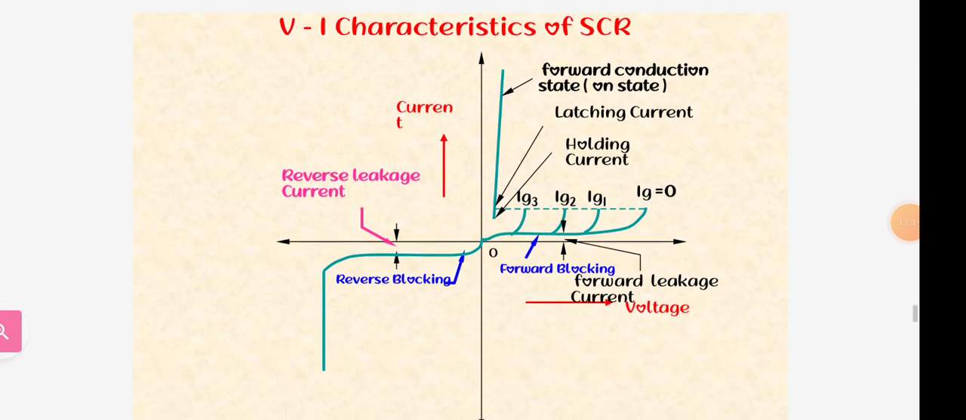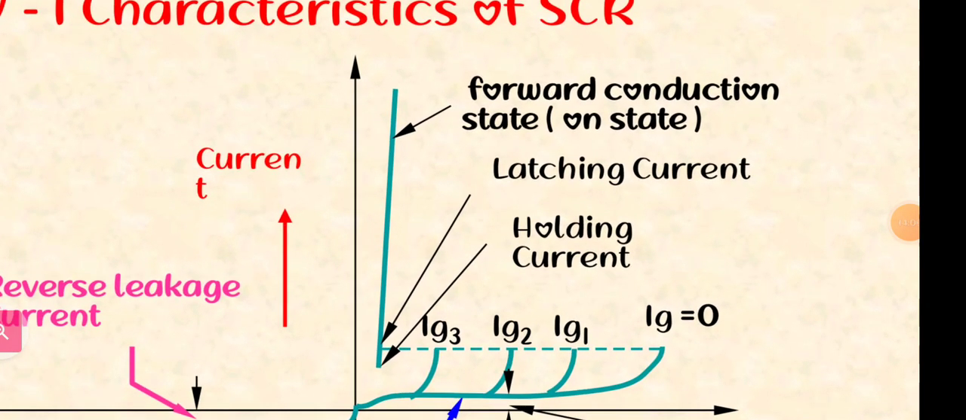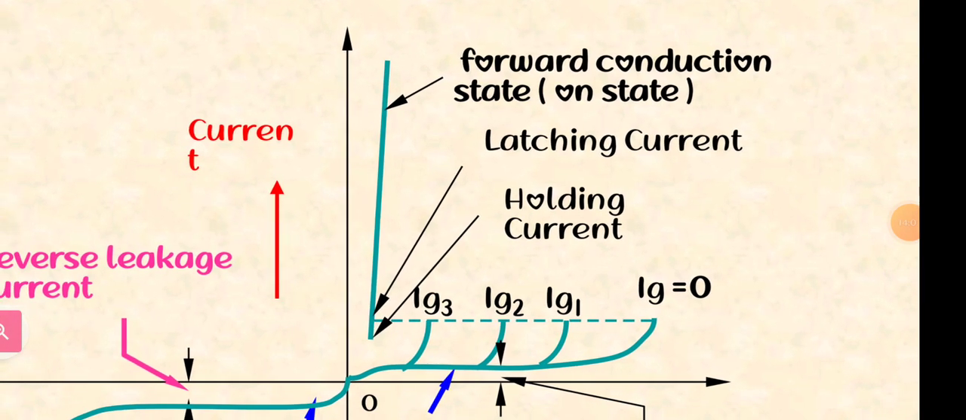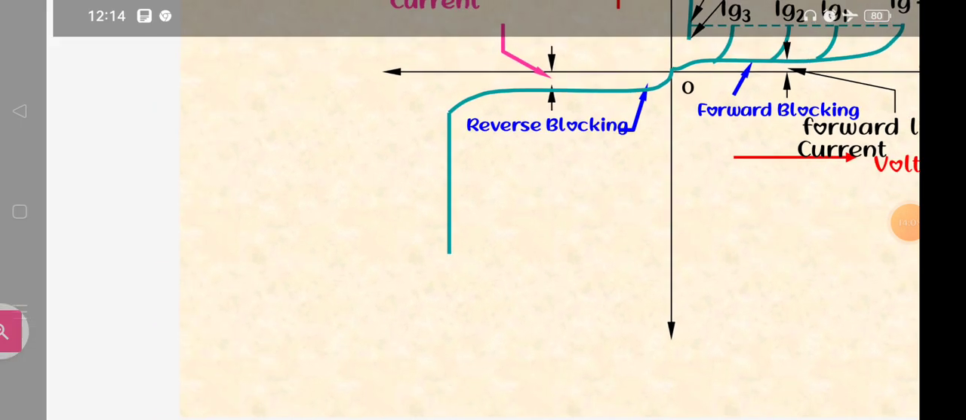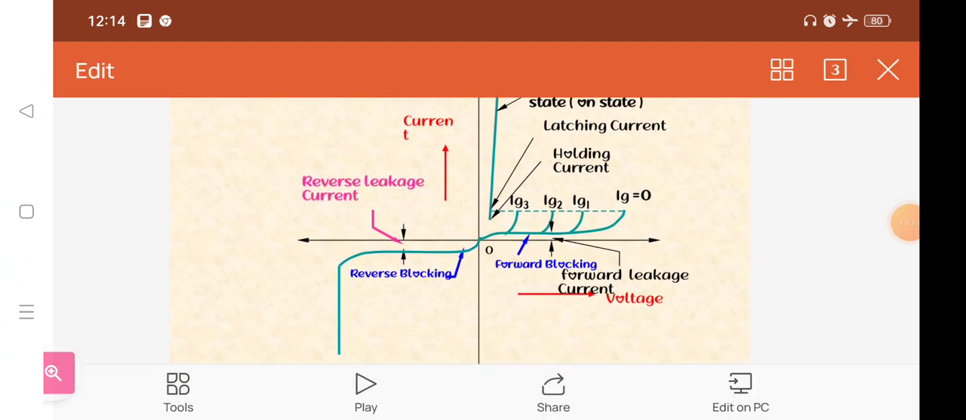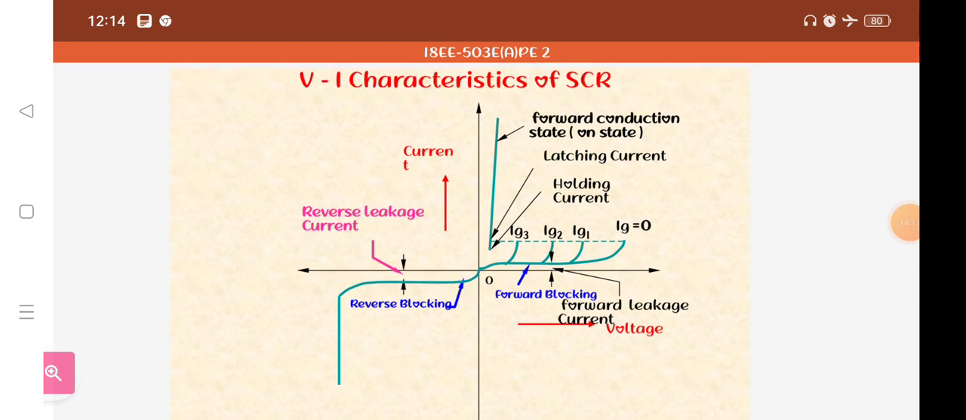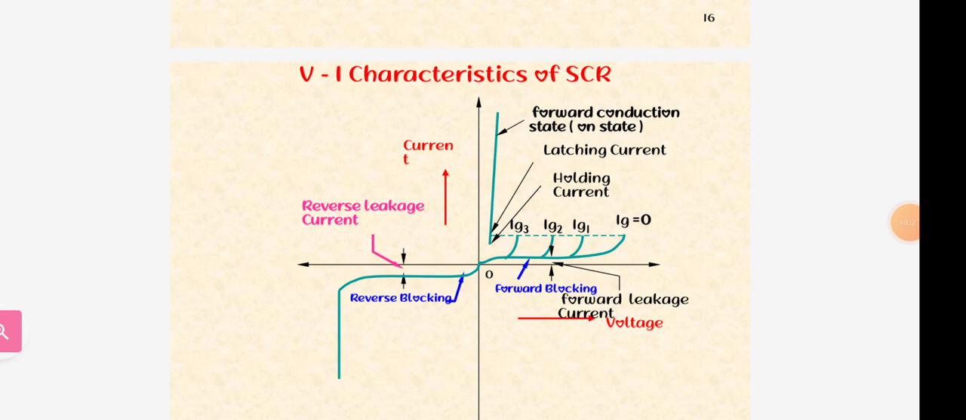So these are the VI characteristics of the SCR. In the first quadrant, it has the forward conditions. Forward is the on state. So this is the diagram for forward biasing, and the third quadrant is the reverse blocking of the SCR. So this is the VI characteristics of the SCR. How the VI characteristics are drawn in forward condition and reverse direction, we can watch in the YouTube video.